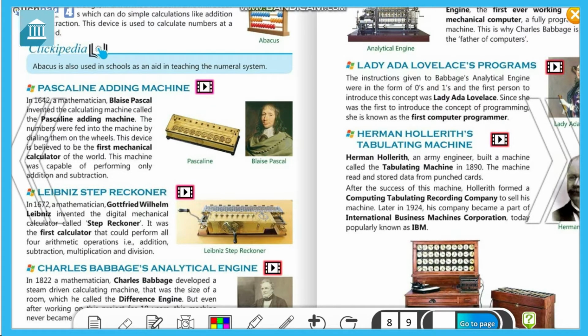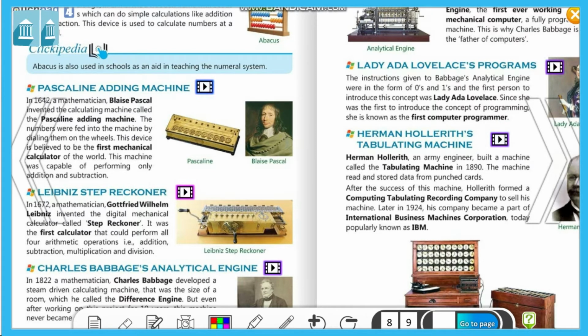जैसे abacus में we can do only simple digit calculation, now the Pascaline adding machine is also capable of performing only addition and subtraction. Pascaline में only क्या perform कर सकता था? Only addition and subtraction.